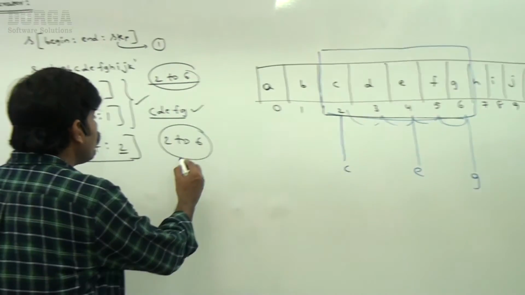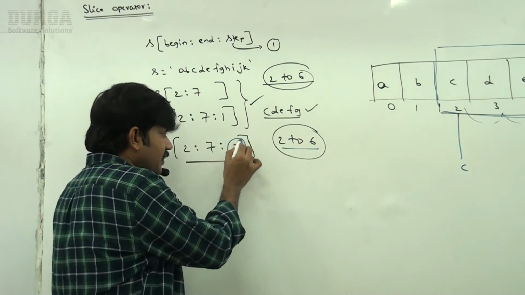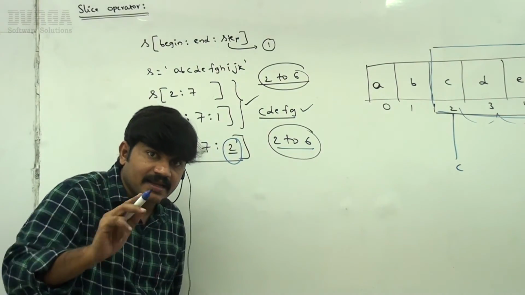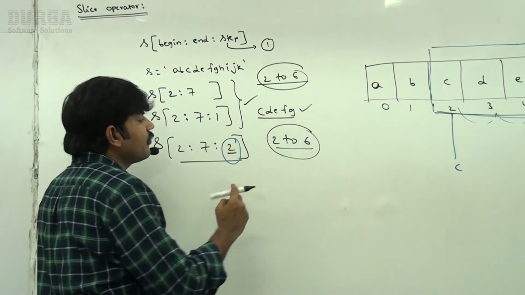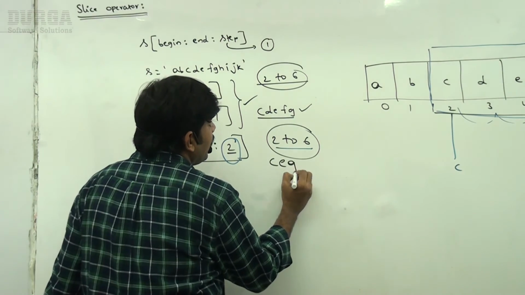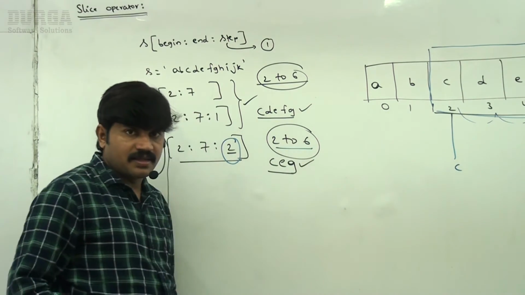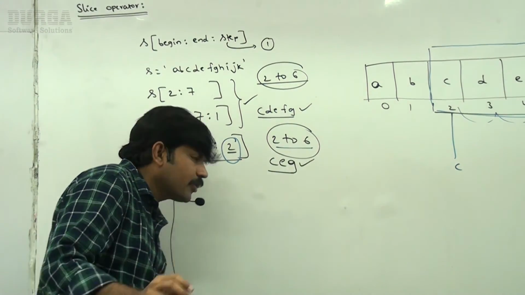So from 2 to 6, please consider every second character. Okay, sir, what is the answer we are going to get? C, E, G itself is the answer. Clear, right? Sir, let me execute this code.